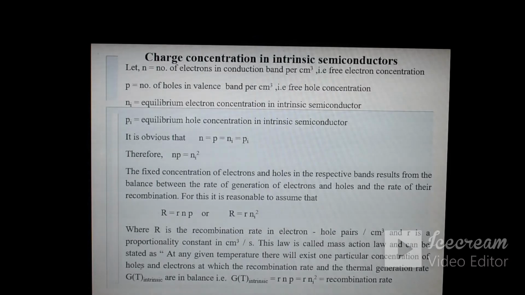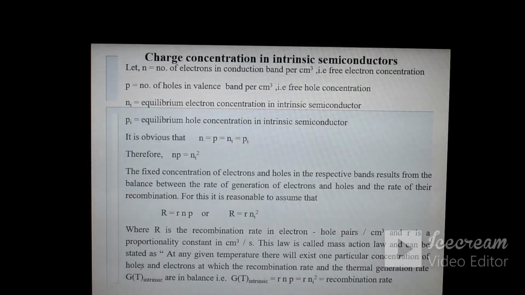The fixed concentration of electrons and holes in the respective bands results from the balance between the rate of generation of electrons and holes and the rate of their recombination. For this, it is reasonable to assume that capital R equal to small r np, or capital R equal to small r ni square, where capital R is the recombination rate in electron-hole pairs per centimeter cube, and small r is a proportionality constant in centimeter cube per second.